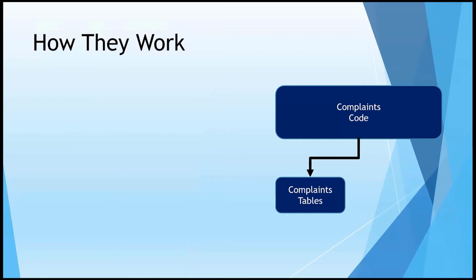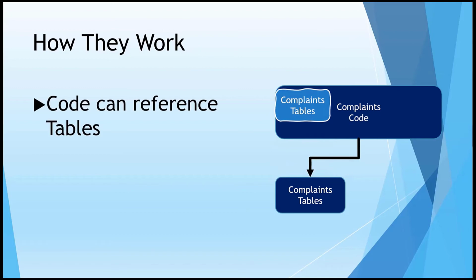And to set that up, it's pretty much the same as setting up another database reference. It's just a different option on one of the drop-downs. And what this is going to do, effectively, is it puts a virtual version of complaints tables inside that complaints code project. And now, code can reference tables. Tables can't reference code because it's only a one-way reference. There's no virtual version of code attached to tables.